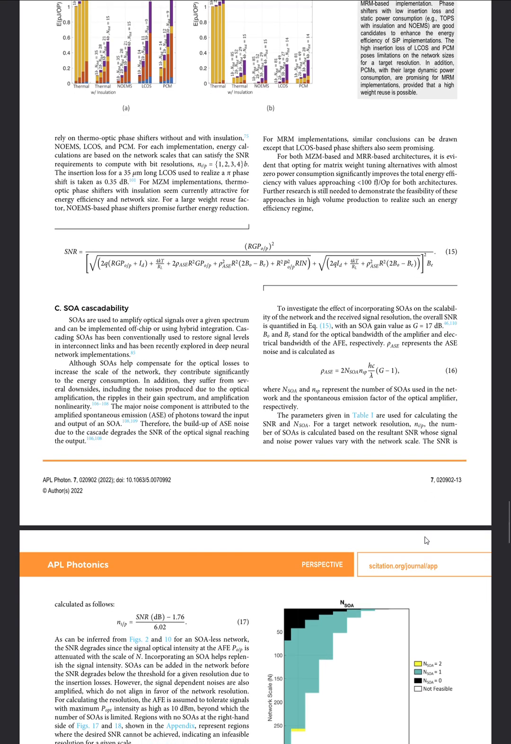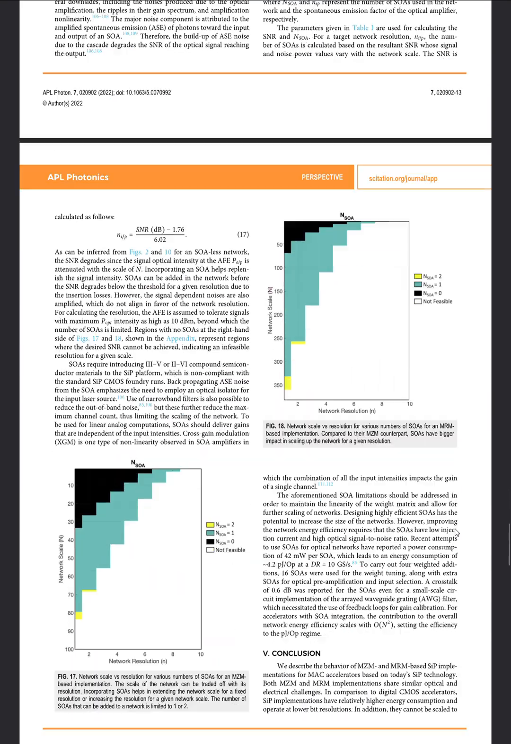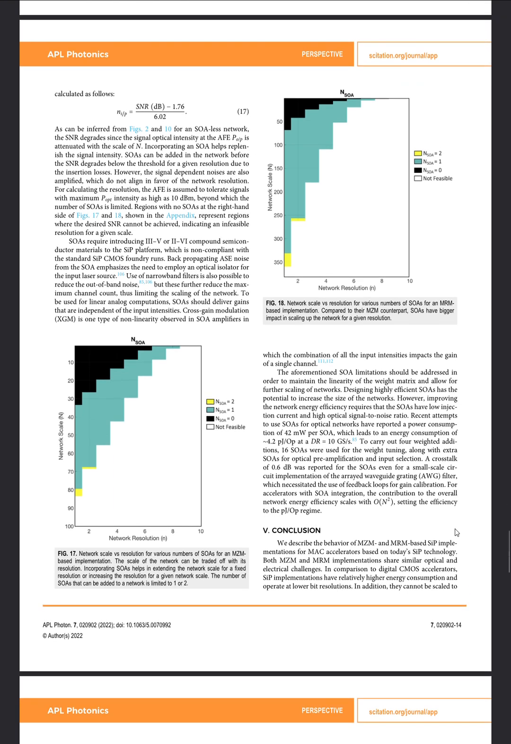Furthermore, narrow band filters can reduce the out-of-band noise, but this further reduces maximum channel count, which limits the scalability. Silicon optical amplifiers should deliver gains independent of input intensities. Highly efficient semiconductor optical amplifiers have the potential to increase network size, and improving the energy efficiency requires semiconductor optical amplifiers to have low injection current and high optical signal to noise ratio.